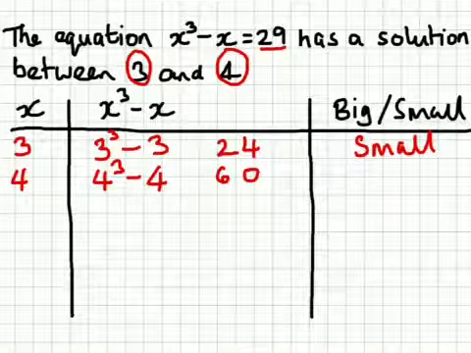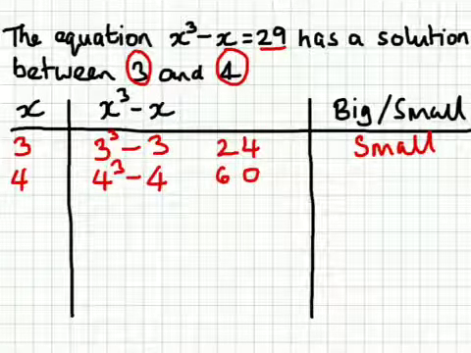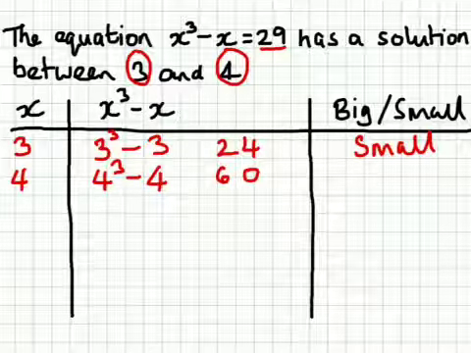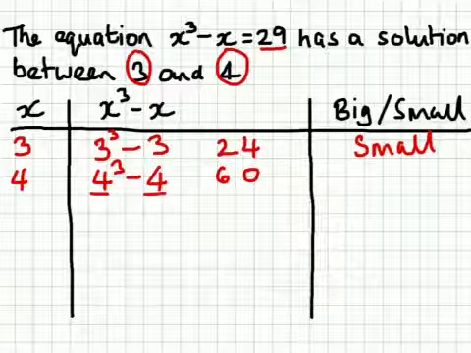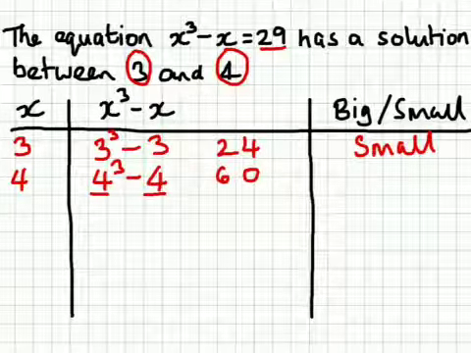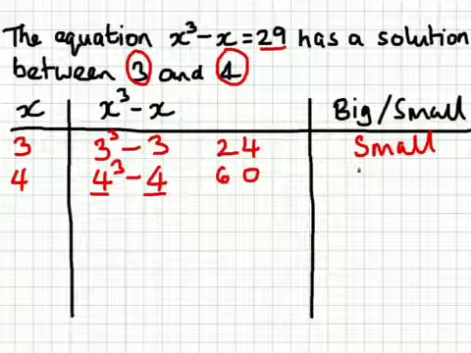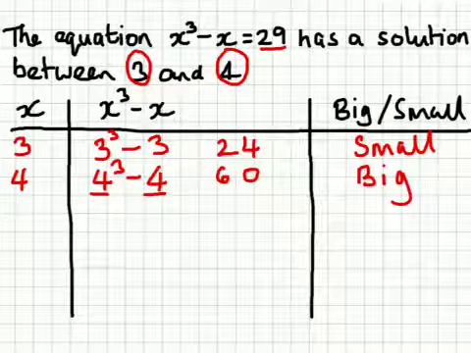The next step is to look for the next value to try. Now always try the other value that is given to you in the question. In this case you're given 4 as well. So I use 4 to make 4 cubed, take away 4, which gives me an answer of 60. Now I'm looking for an answer of 29, so 60 is obviously too big. So in here I'll write down it's too big.